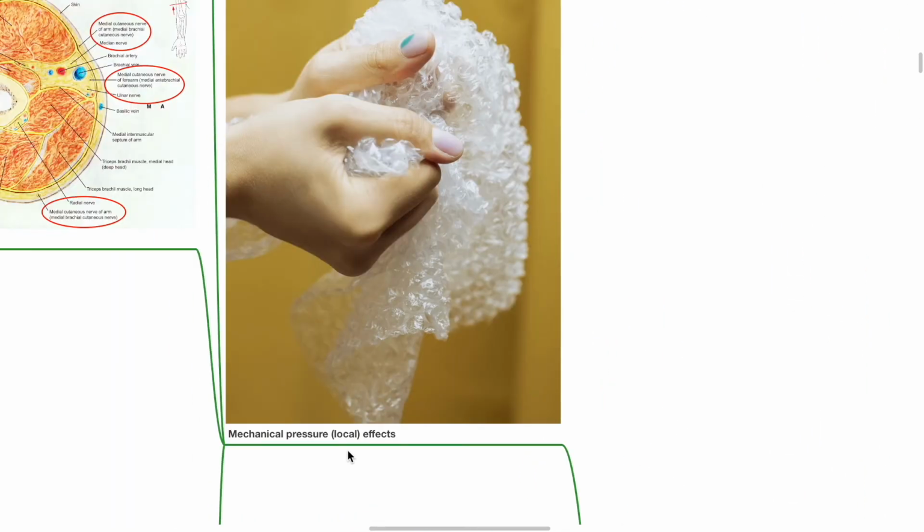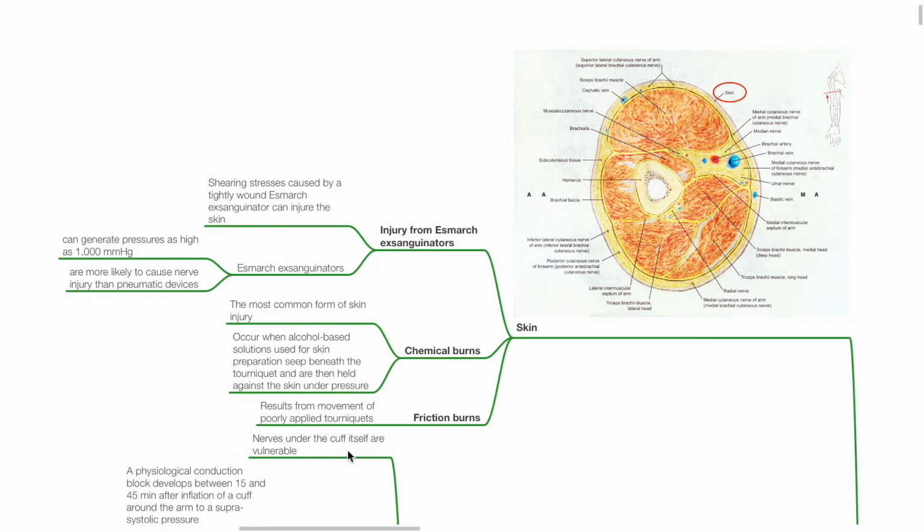Mechanical pressure and local effects. Effects on the skin include injury from Esmarch exsanguinators, chemical burns, and friction burns. Shearing stresses caused by an Esmarch bandage can injure the skin, as they can generate pressures as high as 1000 mmHg. Esmarch exsanguinators are more likely to cause nerve injury compared to pneumatic devices. Chemical burns are the most common form of skin injury and occur when alcohol-based solutions used for skin preparation sit beneath the tourniquet, which are then held against the skin under pressure. Friction burns can result from movement of poorly applied tourniquets.